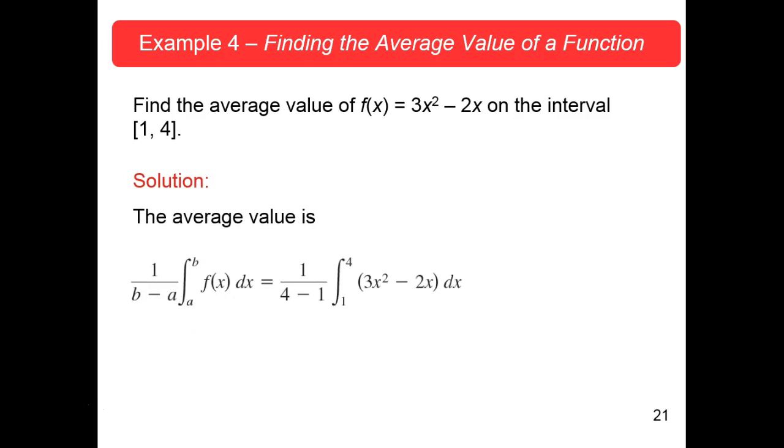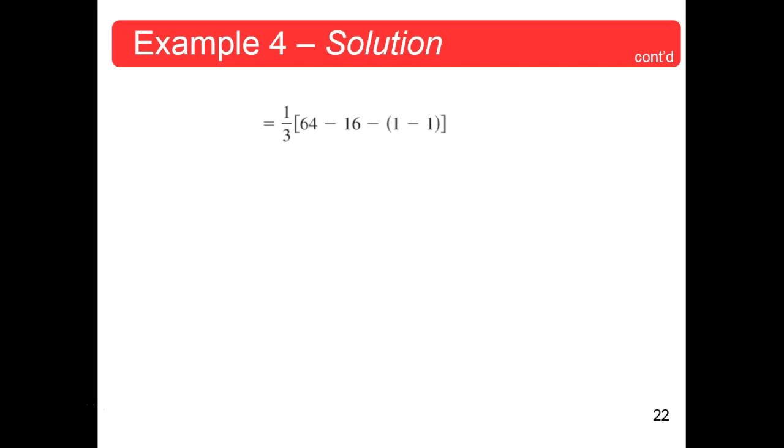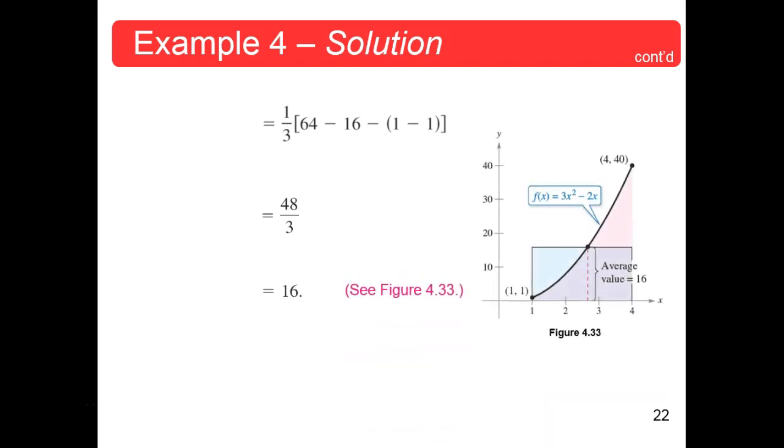Average value is 1 over b minus a times the integral from a to b of f of x dx. Our b is 4, our a is 1, so it's 1 over 4 minus 1, the integral from 1 to 4, and our f function is 3x squared minus 2x dx. That'd be 1 over 3 times the antiderivative of 3x squared, which is x cubed, minus the antiderivative of 2x, which is x squared. Evaluate those between 1 and 4, and you get 1/3 times 64 minus 16 minus 1 minus 1, or however you want to do that. But you get 48/3, which is 16.